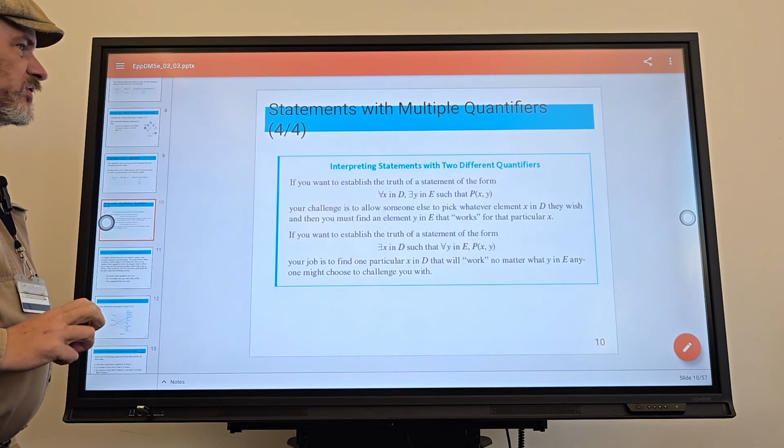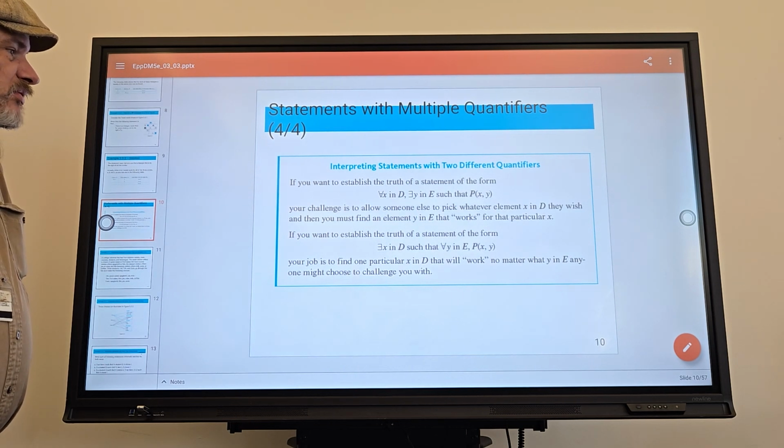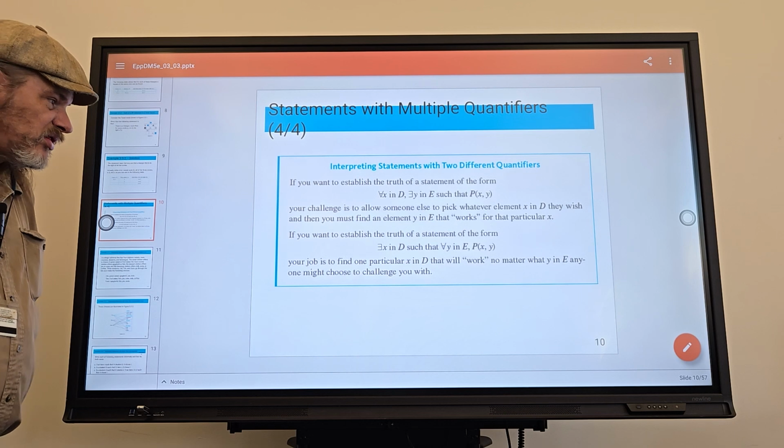Interpreting statements with two different quantifiers. If you want to establish the truth of a statement of the form, for all x in D, there exists an element y in E such that P of x and y is true, your challenge is to allow someone else to pick whatever element x in D they wish, and then you must find an element y in E that works for that particular x.